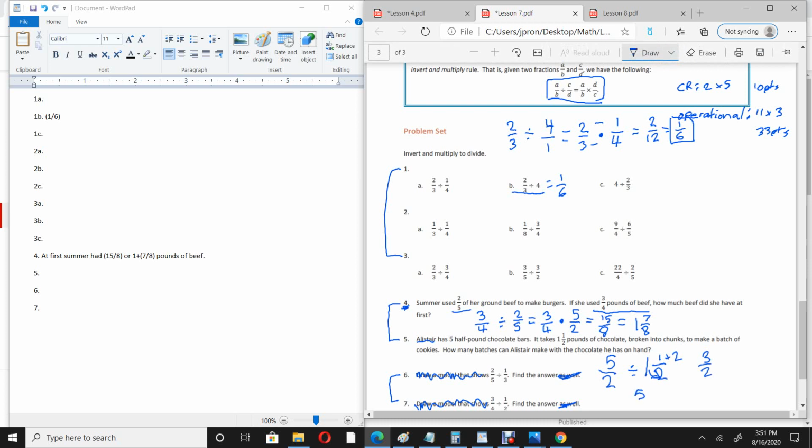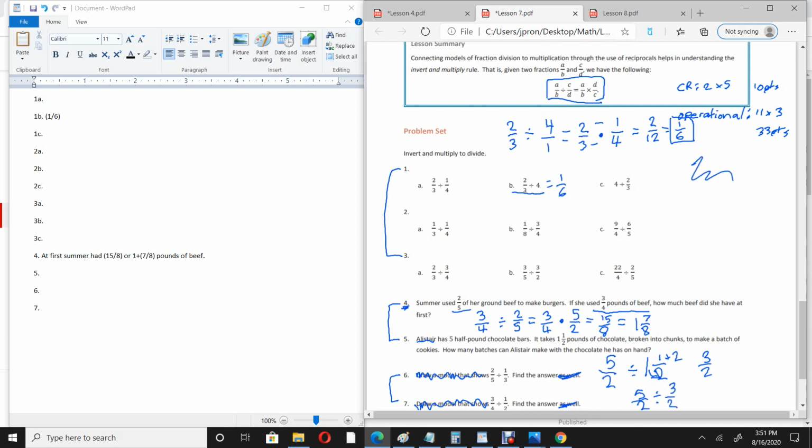So you'll have a problem like this, right? And you divide by 3 halves. You know how to do this. You did it all up here, so you'll find an answer. You will restate the question. So in this case, the question is how many batches can Alistair make with the chocolate he has on hand? So you could say, with the chocolate he has on hand, he can make blank number of batches, whatever your answer was right here. Okay?